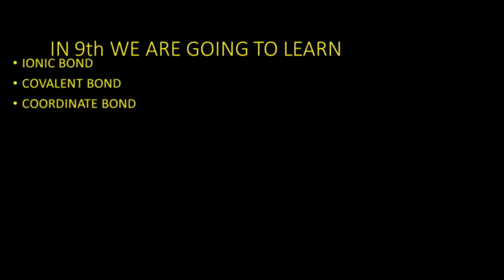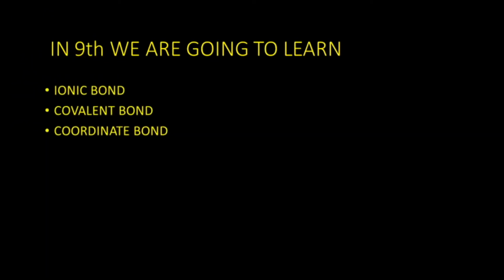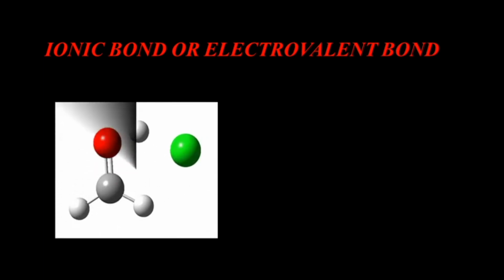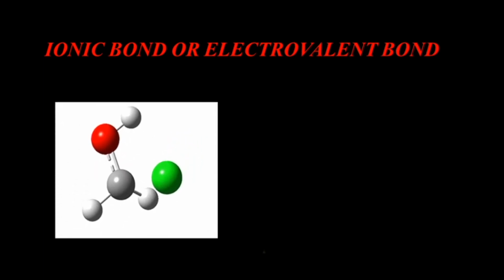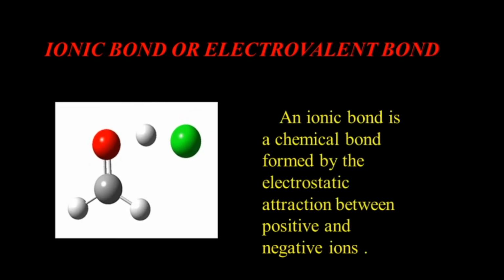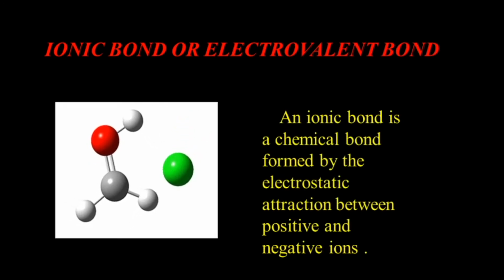In 9th standard, we are going to learn only three types of bond: ionic bond, covalent bond and coordinate bond. So the rest of the things you are going to learn in your higher classes. So first, we are going to discuss ionic or electrovalent bond. As the name itself says, ionic bond means bonds formed between the ions. An ionic bond is a chemical bond formed by the electrostatic attraction between positive and negative ions.